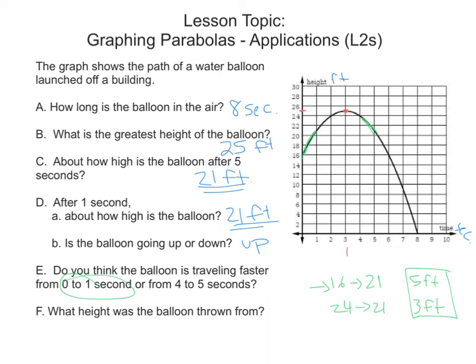And what height was the balloon thrown from is our last question. Well, the balloon was thrown from a height of 16 because after no seconds have gone by, the height of that balloon is 16 feet. So these are the types of questions we will be asked or asking you about graphs of parabolas so that we understand where different values are based on the x and y axis, in this case height and time.